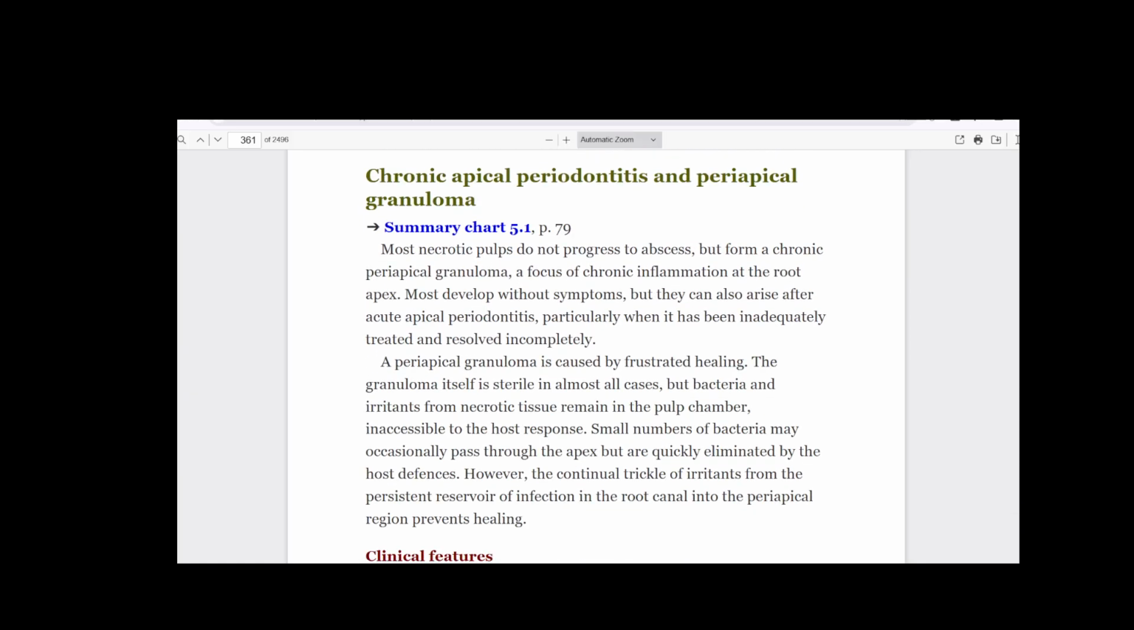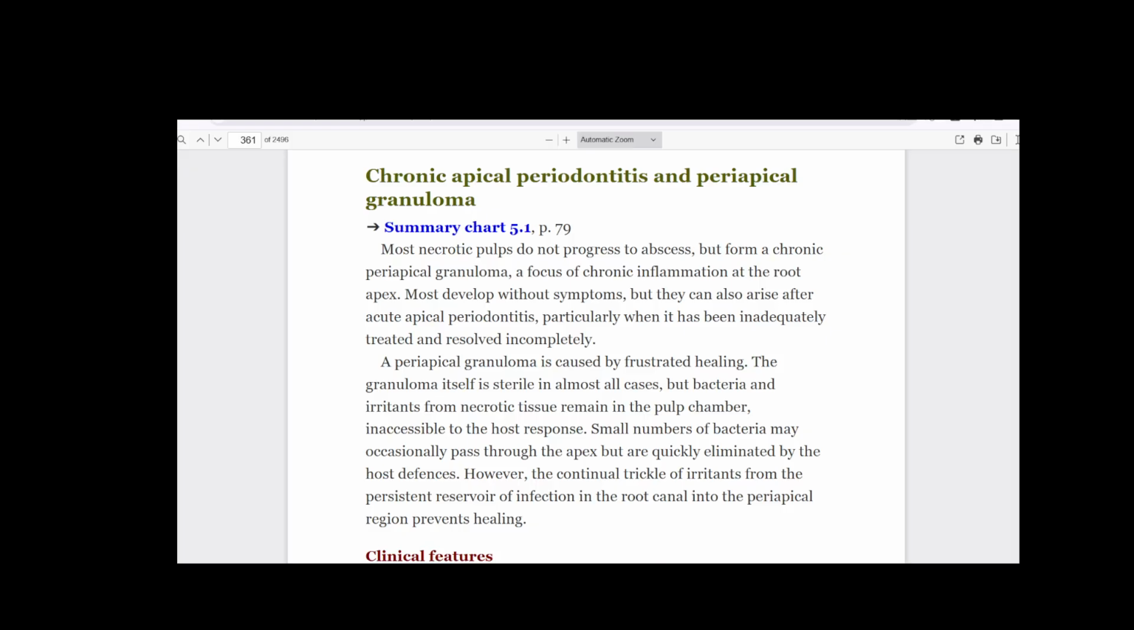PMID 810-5884. Chronic apical periodontitis and periapical granuloma, Summary Chart 5.1, P79. Most necrotic pulps do not progress to abscess, but form a chronic periapical granuloma, a focus of chronic inflammation at the root apex. Most develop without symptoms, but they can also arise after acute apical periodontitis, particularly when it has been inadequately treated and resolved incompletely. A periapical granuloma is caused by frustrated healing.